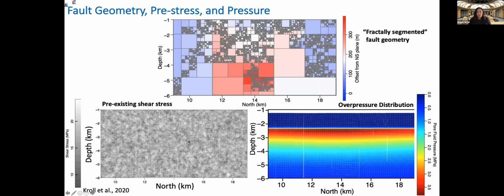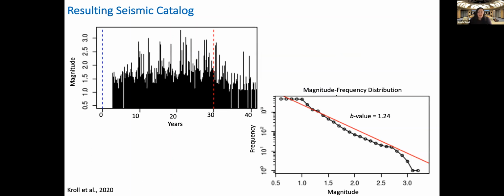On the bottom left here, we're showing another example of the pre-existing shear stresses that act on the fault surface. And finally, on the right, this is a snapshot of what the overpressure distribution looks like on the fault surface in the middle of an injection operation. On this slide, we're showing an example of some of the synthetic seismicity catalogs that are produced by RSQSIM. Here we have the magnitude of individual events as a function of time during the injection operation. And if I plot the magnitude frequency distribution for that catalog, it's given here, and we can see that we're reproducing reasonable statistics from these synthetic catalogs.